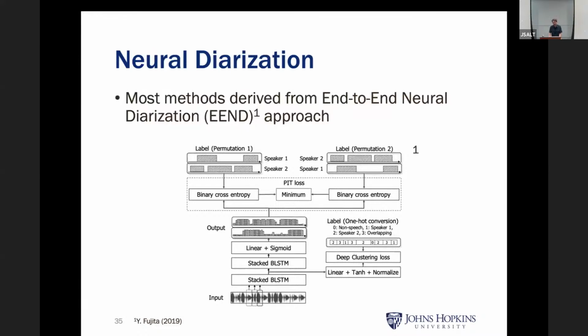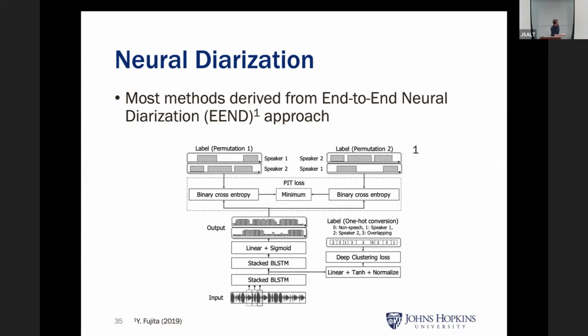So next I'll talk briefly about neural diarization. Generally, the current approaches stem from this EEND approach from 2019. The network itself is just these three blocks right here. It's a very, very simple approach where you have essentially some features going in, some BLSTMs, and finally a linear layer with a sigmoid to produce your two outputs. So it's a very, very simple architecture.